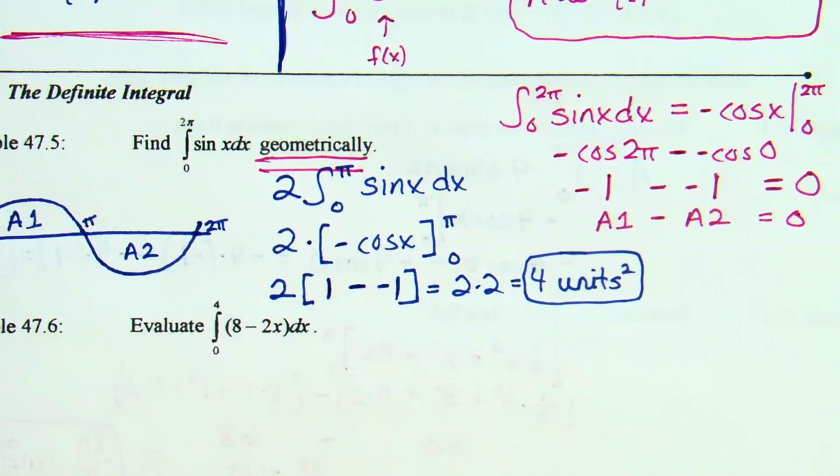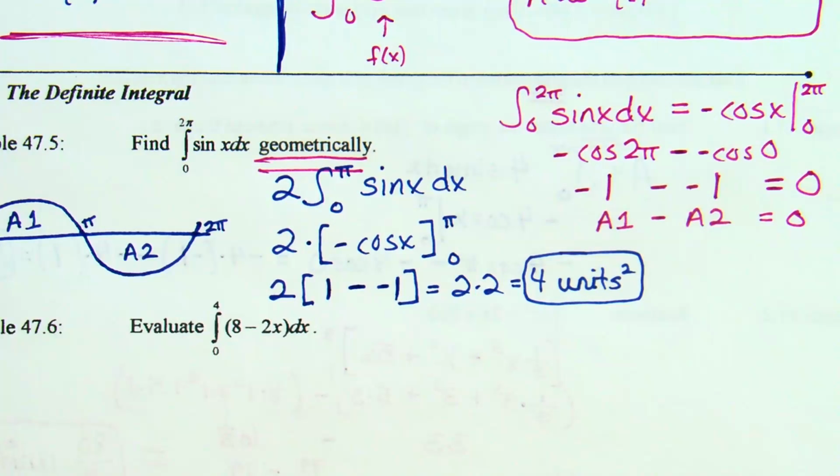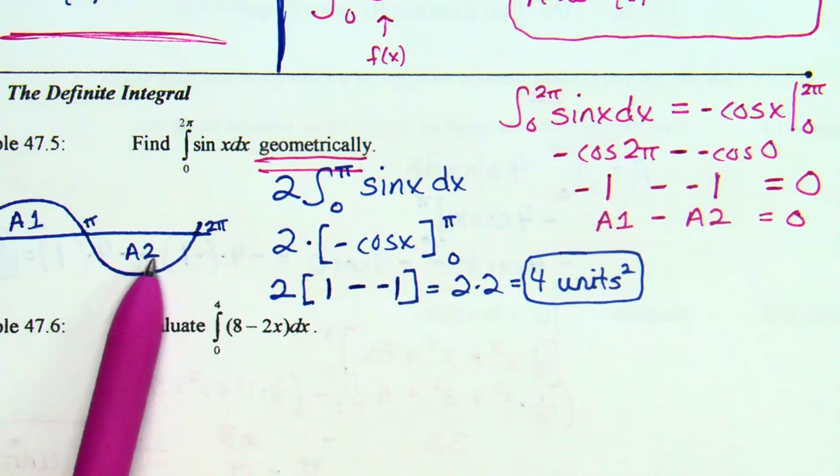Okay, and so that's why when it said find it geometrically, they don't want to know 0. 0 is just the value of the integral, but the actual area, if you total these up, is 4. And so just something to be aware of depending on what they're asking. You have to remember that whatever's under the x-axis will count as a negative integral, a negative value. Okay?